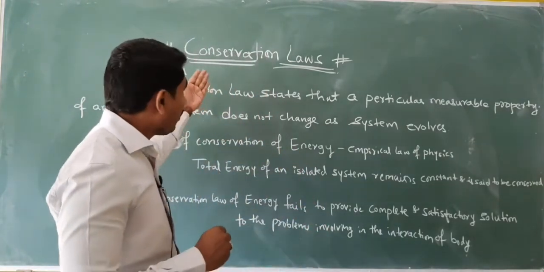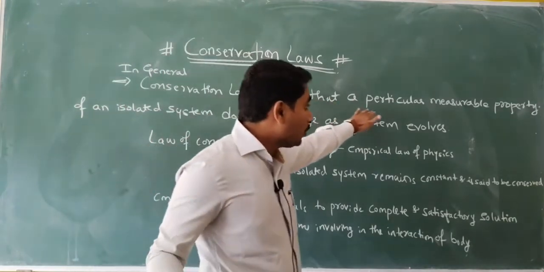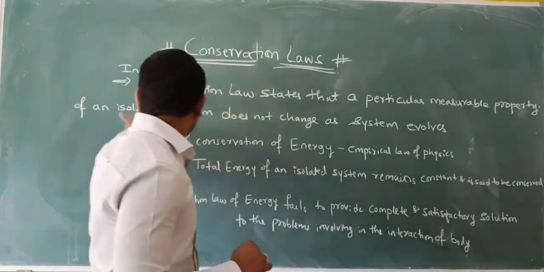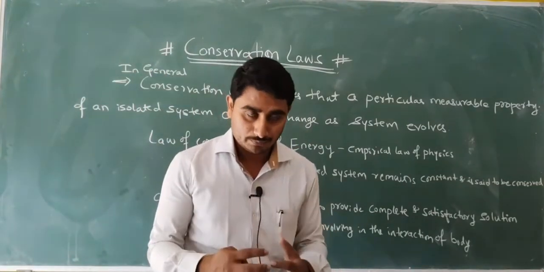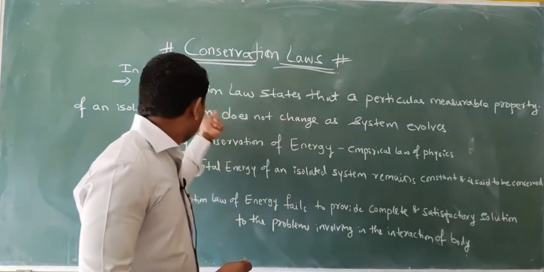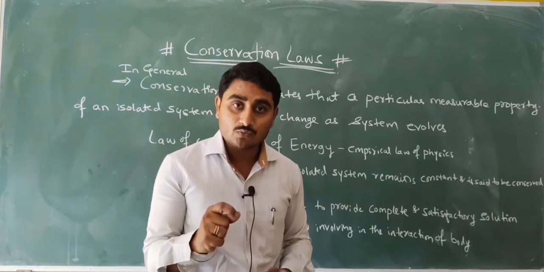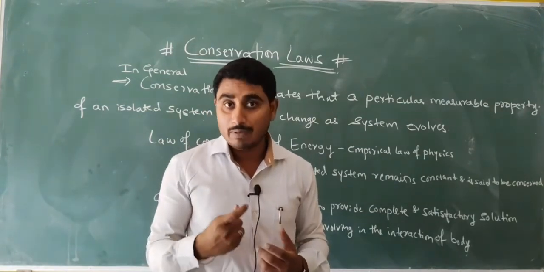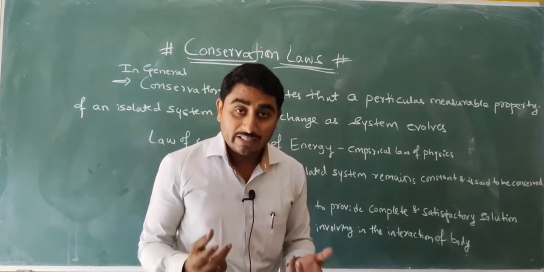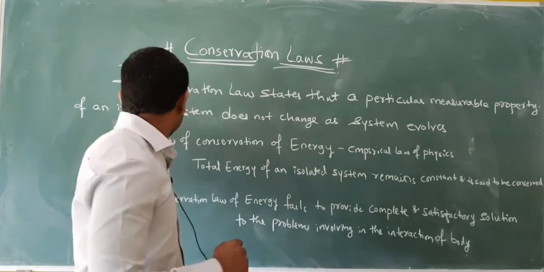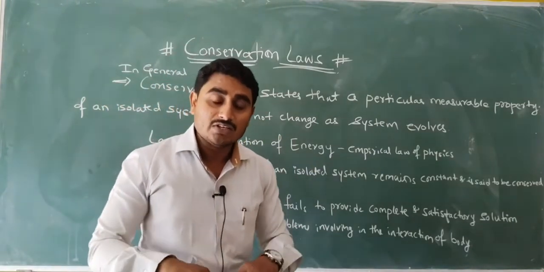A conservation law states that a particular measurable property of an isolated system does not change as the system evolves. That measurable property may be energy, momentum, angular momentum, linear momentum, or charge. That is a measurable property of an isolated system that does not change as the system evolves.